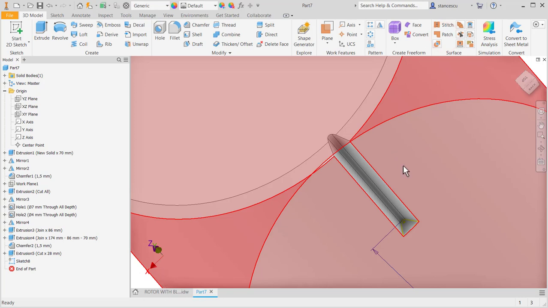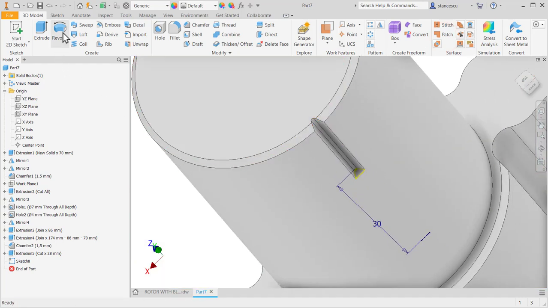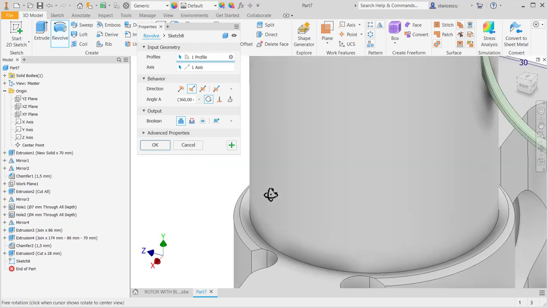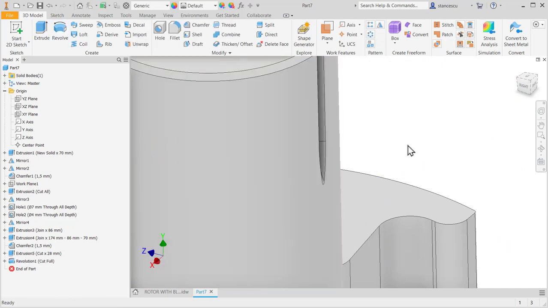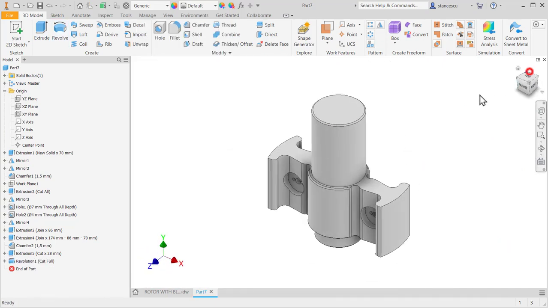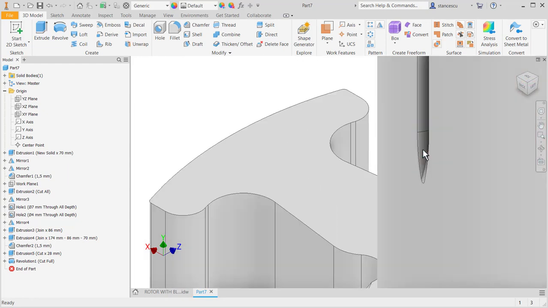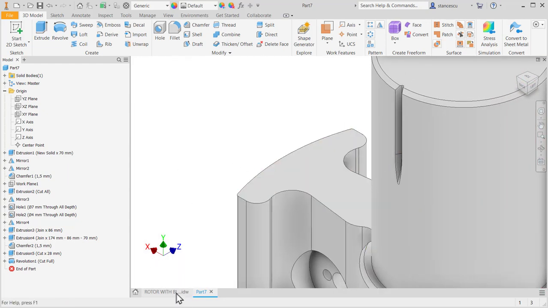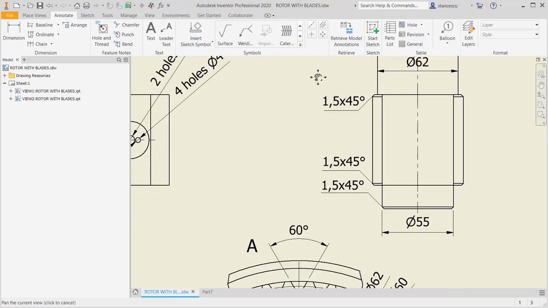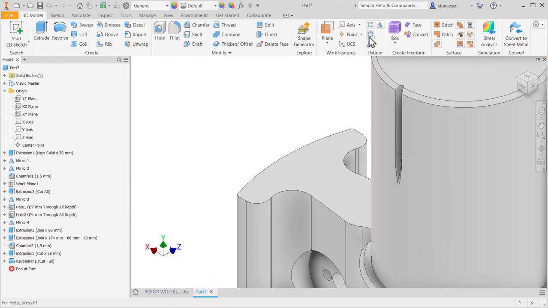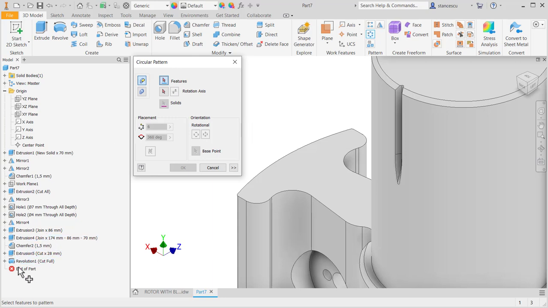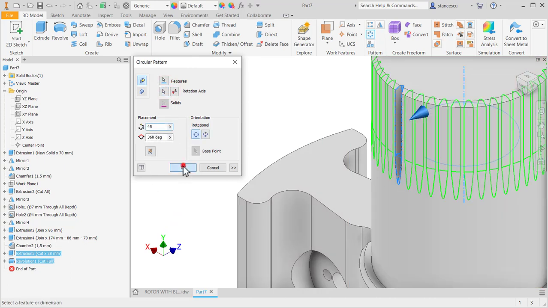Finish sketch, and now I apply revolve. Yes, with cut. Look here. Cut. Okay. You see the first groove. We have to multiply them in a circular pattern to have 45. Circular pattern, these two features about this axis 45. Okay.